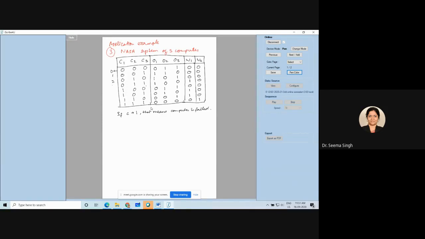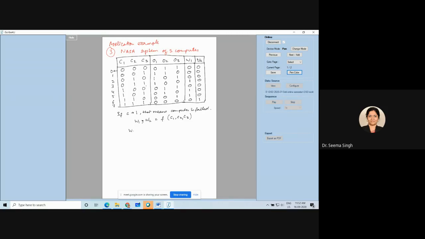Now you have to quickly tell me, because time is up for the class. You have to quickly tell me what is W1 and W2, both are function of C1, C2, C3. You need not bother about O1, O2, O3 because that is an intermediate signal. Okay. C1, C2, C3 is input. W1, W2 is output.